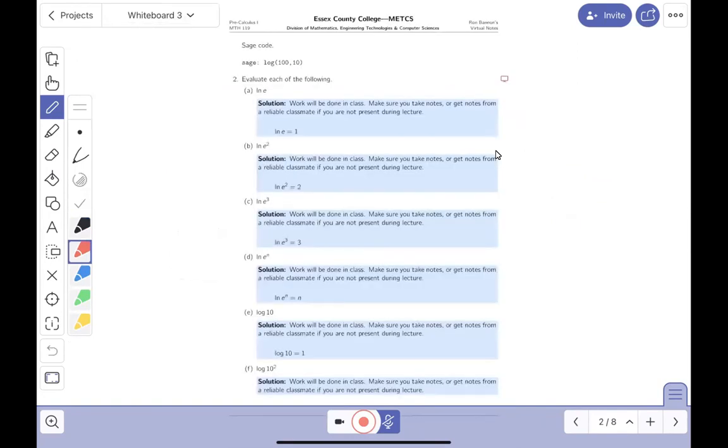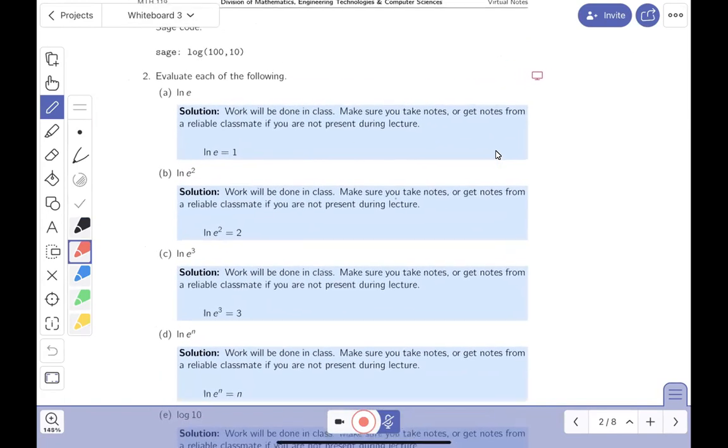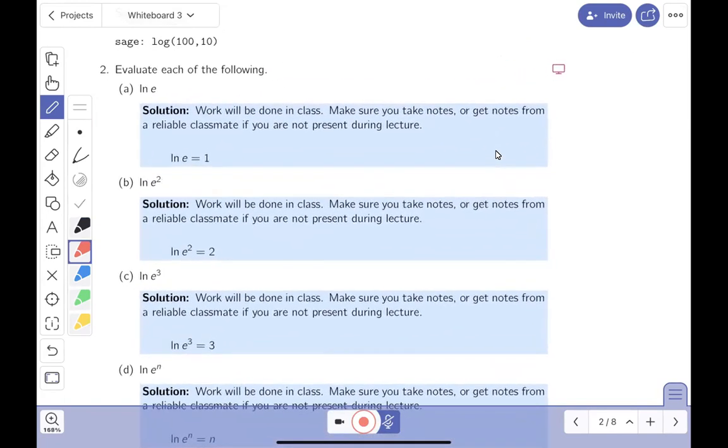And on the next page, by the way, they do point out their SAGE code for this one as well, for those students that want to look at the SAGE code. But let me look at this one over here. As I'm doing it, I'm going to evaluate each one. They should be simple to do, provided you know what the log means. So I'm going to do one at a time.